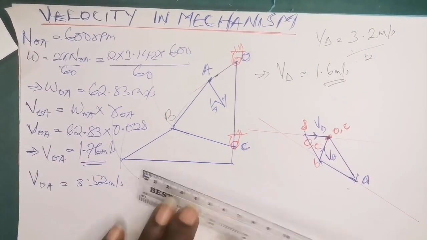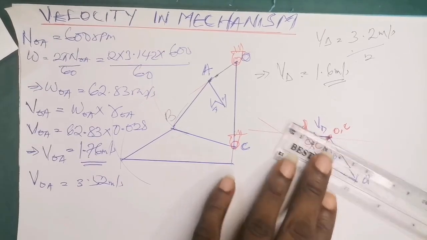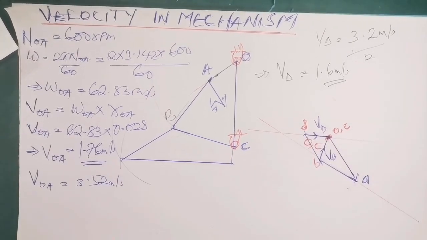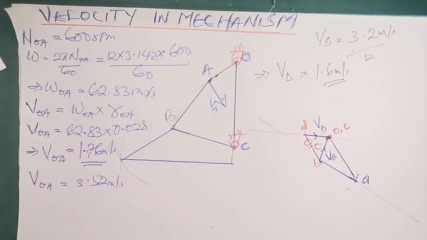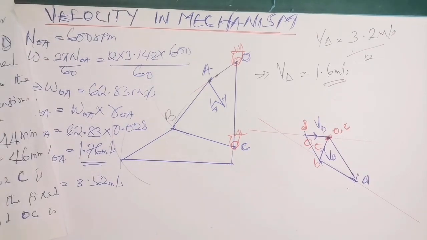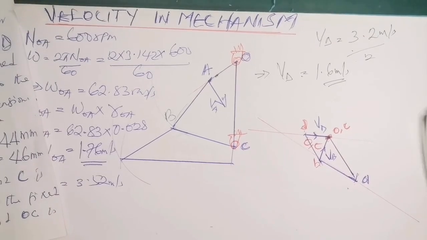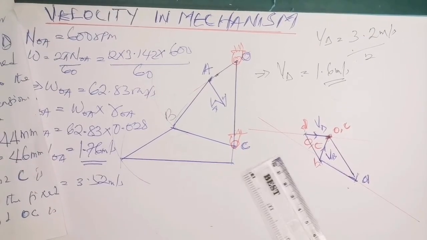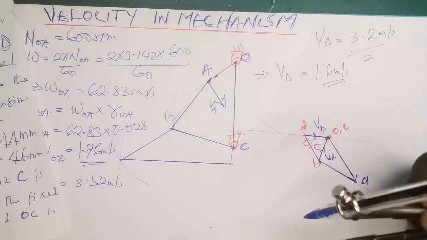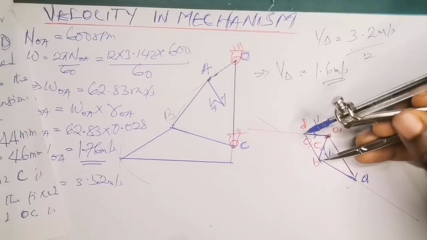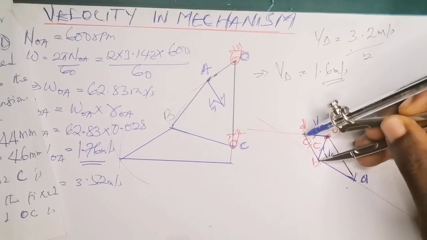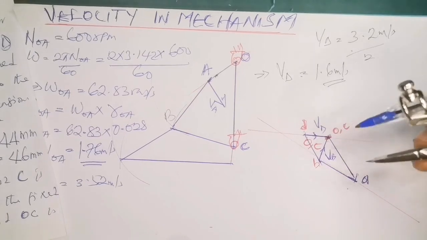You can also measure using the meter rule. You can simply place your meter rule and measure it out, and you have the same result. Okay, next is to find the angular speed along BD. In order to find the angular speed along BD, you have to find the velocity of link B to D. So from this point to this point, you find the velocity of that arm. You can once more either use your meter rule or the protractor. I prefer to use my protractor. So you measure from here to this point, then you trace it out on the meter rule.